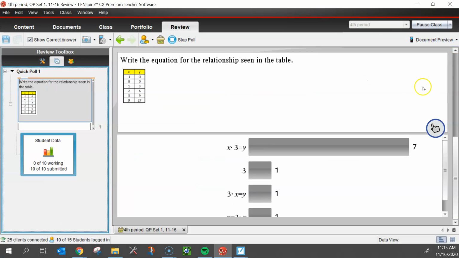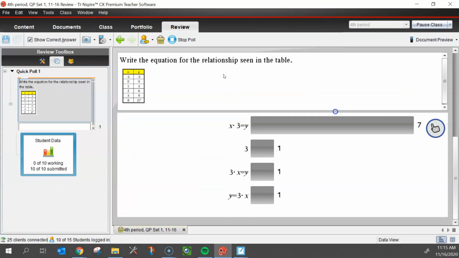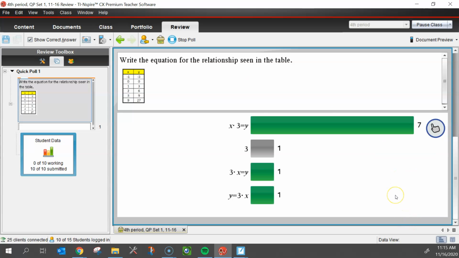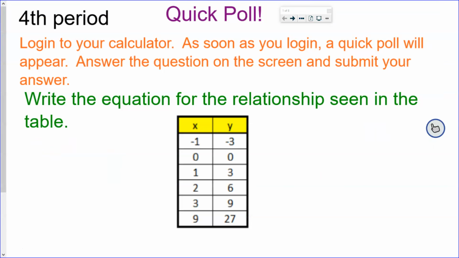So here were the student responses in class. You can see x times 3 equals y is acceptable. Reversing that, 3 times x equals y is acceptable. And reversing that to y equals 3x is also acceptable. All three of those are equivalent to each other. That's why as soon as I highlighted this one as green, the others highlighted green as well. This is the correct constant of proportionality, but it is not an equation as was instructed by the directions. It says write the equation.